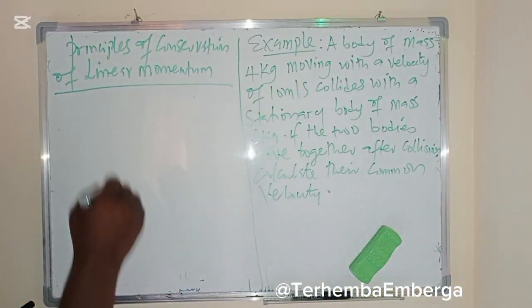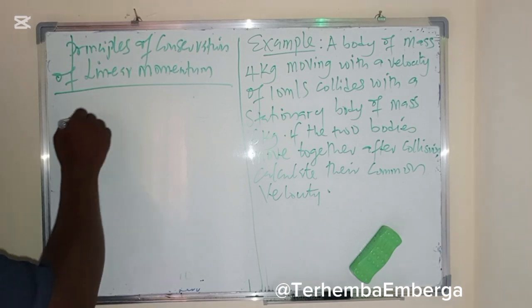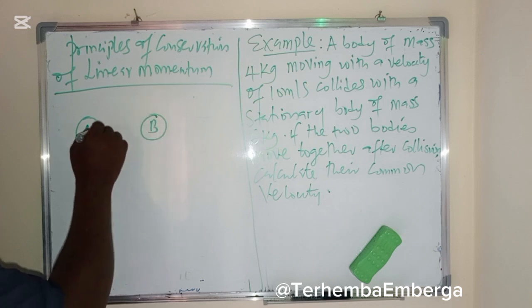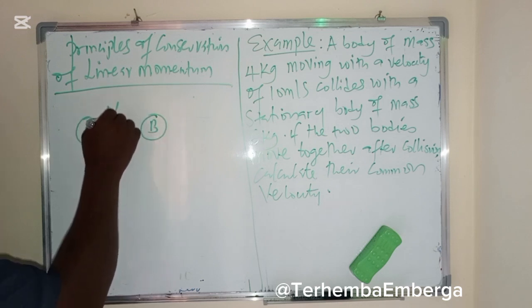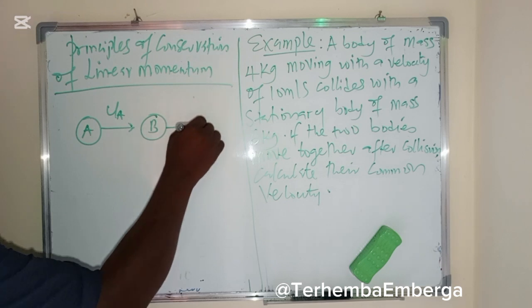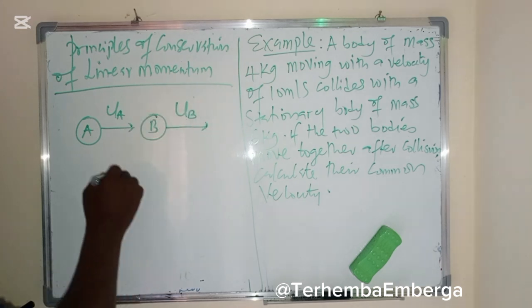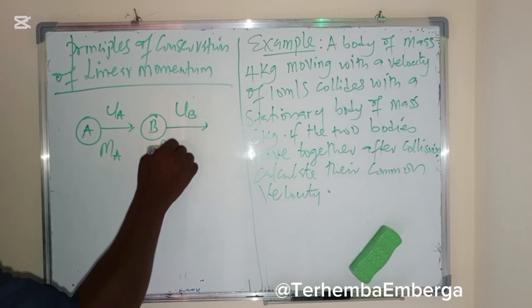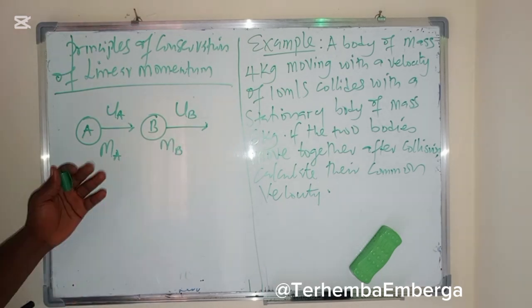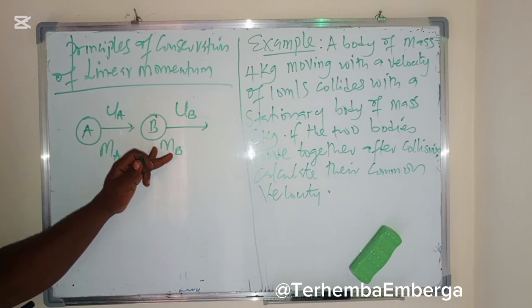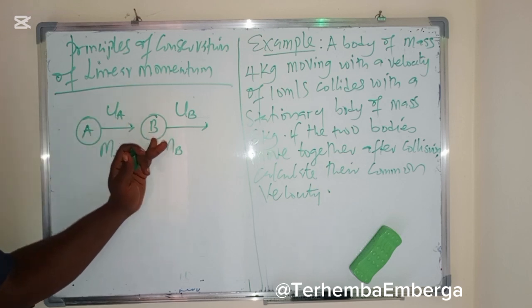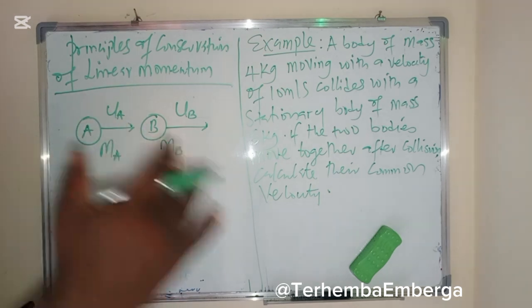Let's look at this. We have two bodies, A and B. A moves with an initial velocity UA and B moves with an initial velocity UB. A has a mass MA and B has a mass MB. For example, body B is stationary, it's not moving, and body A collides with it, and they stick together and move with a common velocity.